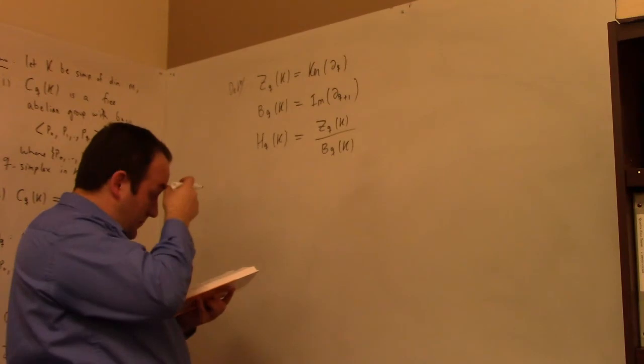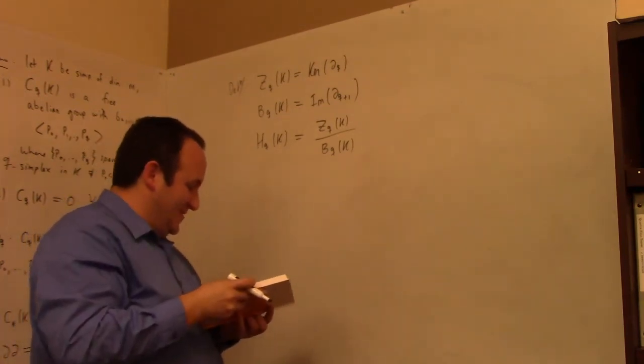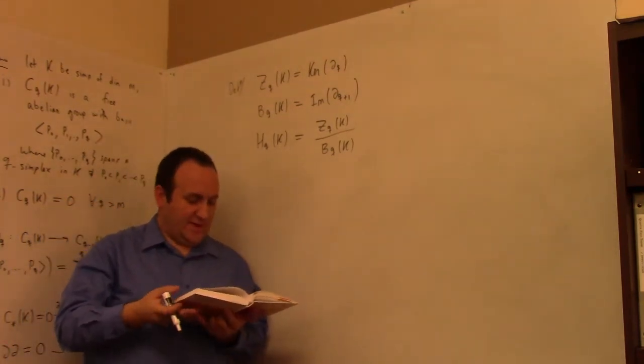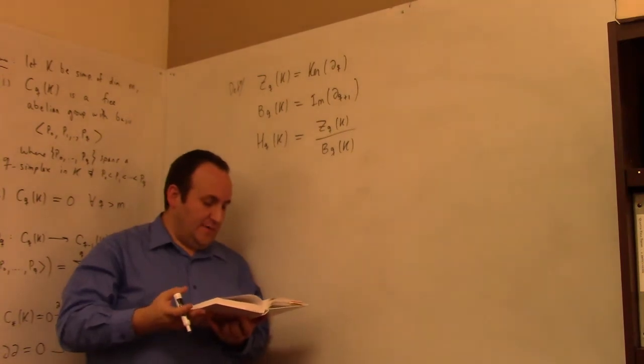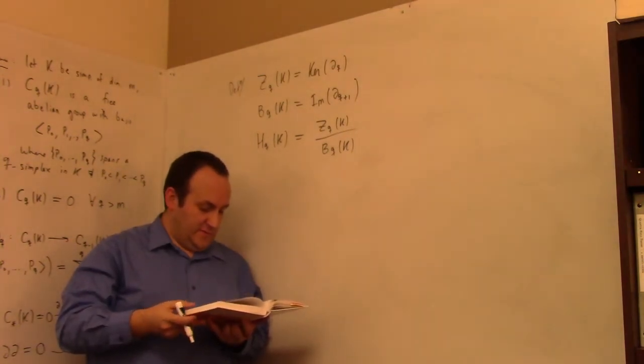So the simplicial Q cycles, simplicial Q boundaries, and the Q simplicial homology group. All right.